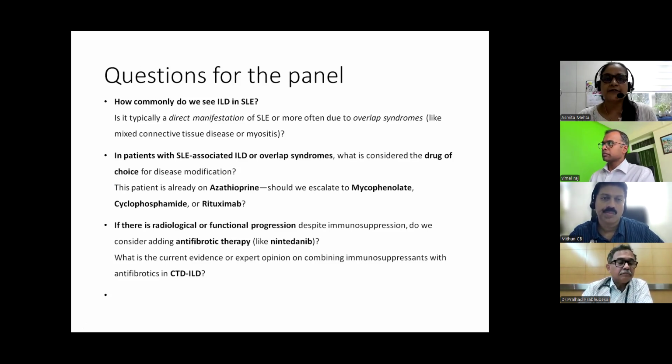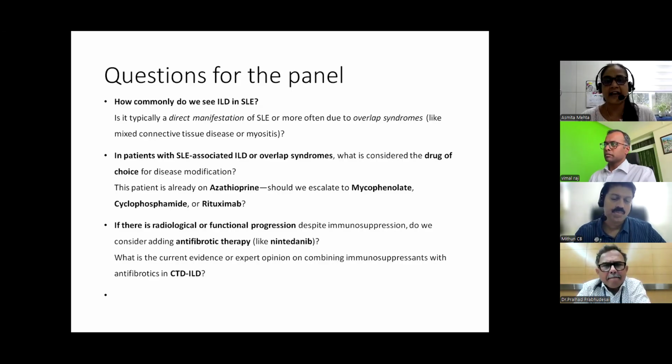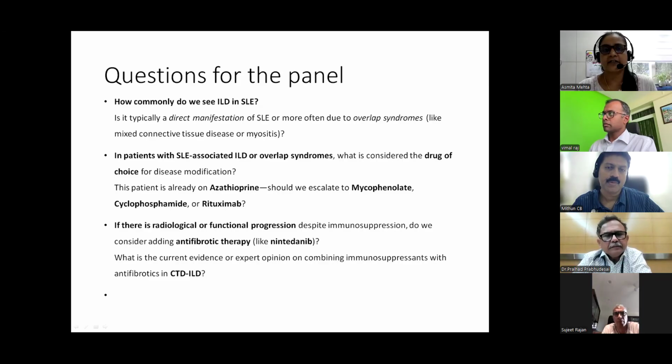And in a patient with SLE-associated ILD or overlap syndrome, if that's what this is, do we add on some mycophenolate, or are you happy with Azoran, Mithun? Do you want to add something? He's 64 and he has got kidney problems with a creatinine of 3.4. And Vimal Raj sir, is there a radiological or functional progression, which he already said? And this is for the panel: should we add on nintedanib? Is there any role? With that, should I stop sharing my screen or do you need questions?